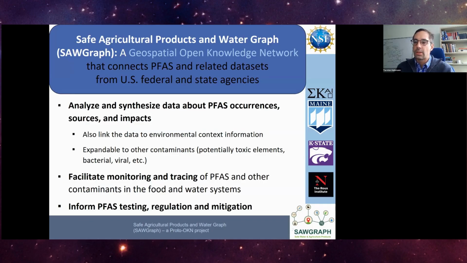The idea is to integrate this data to facilitate monitoring and tracing of PFAS, but the same approach actually applies to any kind of contaminants of interest. So it's not just limited to monitoring and tracing PFAS, but other contaminants like lead, mercury, bacteria contamination, etc.